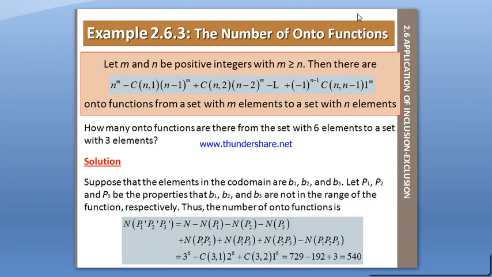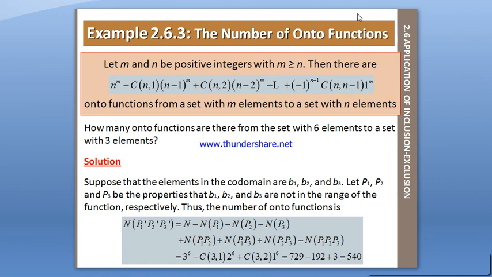Now let us see how to get the number of onto functions using the concept of inclusion and exclusion. Let m and n be positive integers with m greater than or equal to n. Then there are n to the power m minus C of n,1 times n minus 1 to the power m plus C of n,2 times n minus 2 to the power m minus and so on, plus minus 1 to the power n minus 1 times C of n, n minus 1 times 1 to the power m onto functions from the set of m elements to the set of n elements.